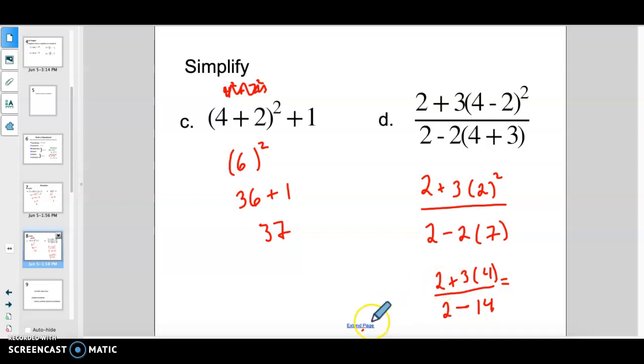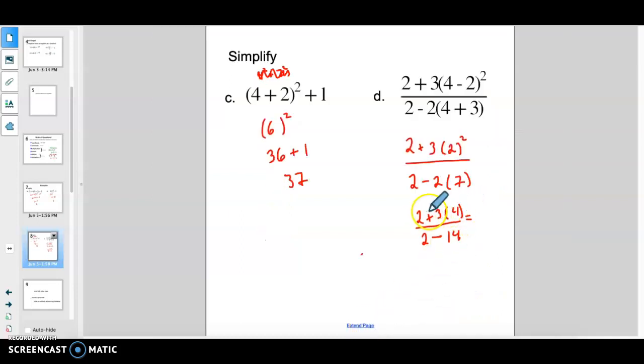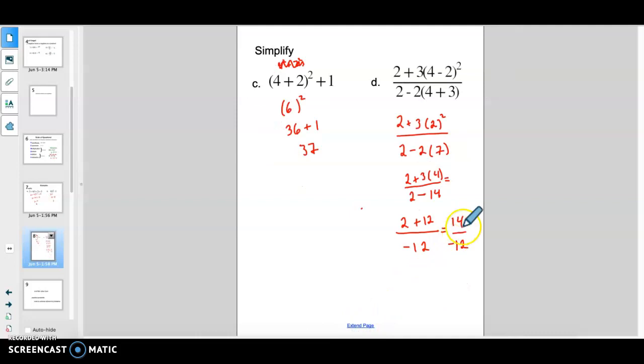And then we've got 4 times 3 here. So that's going to be 2 plus 12. And on the bottom, 2 minus 14 is going to be negative 12. And 2 plus 12 is 14. So 14 divided by negative 12. If you want to be really good, you should simplify your fractions. So notice both of these are even, so they can be divided by 2. So you would simplify to 7 divided by negative 6. So in the next video, I'm going to show you how to do this much faster in a calculator, but using PEMDAS, that's how you would evaluate this expression.